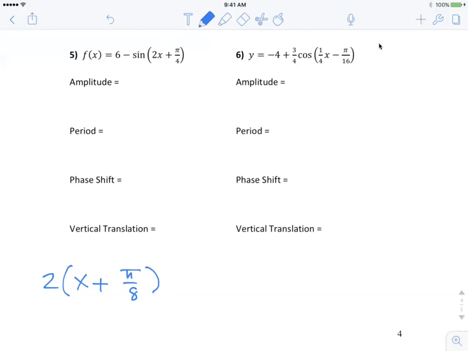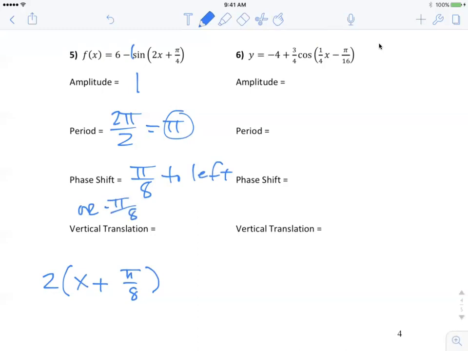All right. Now let's knock out these features. Amplitude, 1. It's the number out in front of the sine. All right. Just think of there's a 1 there. Period, I've got to do 2 pi divided by 2, which reduces to pi. Phase shift, I've got it now. It's pi over 8 to the left. Or you could just say negative pi over 8. Again, there's 2 ways to say it. Pi over 8 to the left or negative pi over 8. I think in the homework, a lot of times they'll use the left-right thing, so they'll have pi over 8 to the left. And then the vertical translation, 6 up, positive 6. All right, one more.